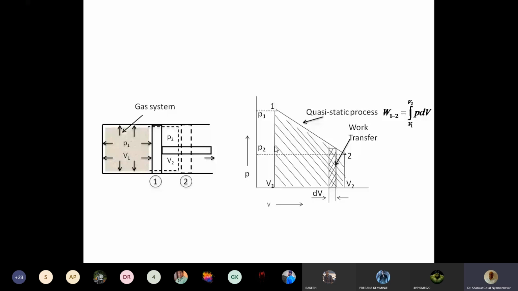V2 minus V1 is 0.036. This is 0.15 plus 1.5 into 10 to the power 6. You should get the same answer. Let's see. If the same answer is not there, some mistake has happened in the calculation.